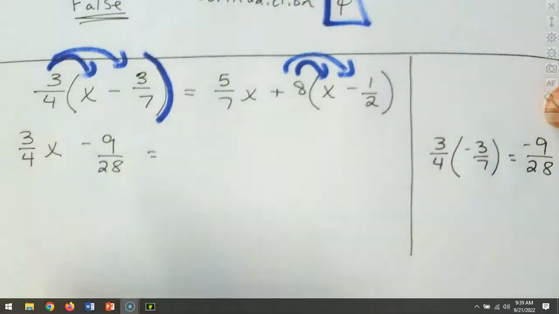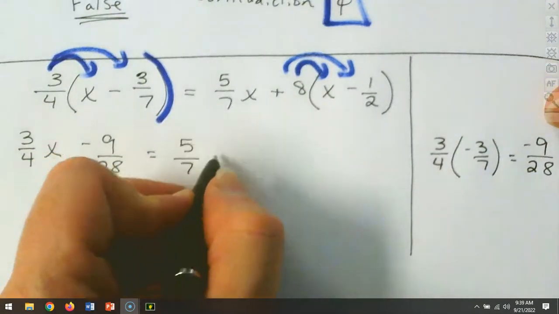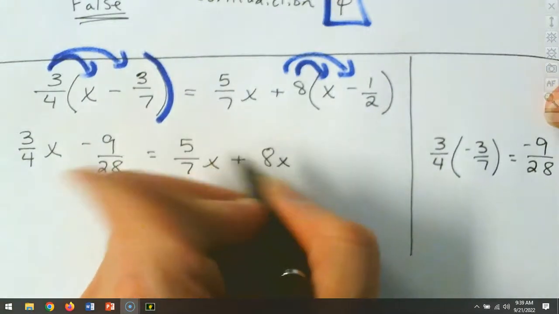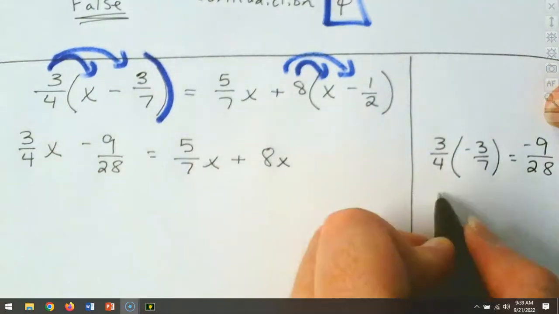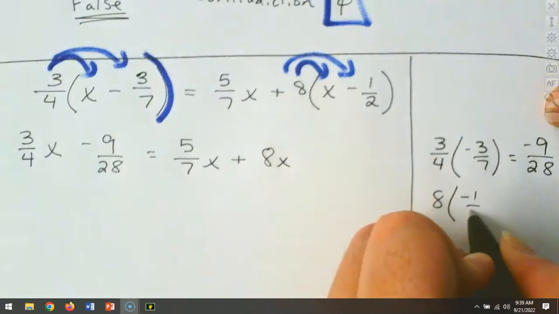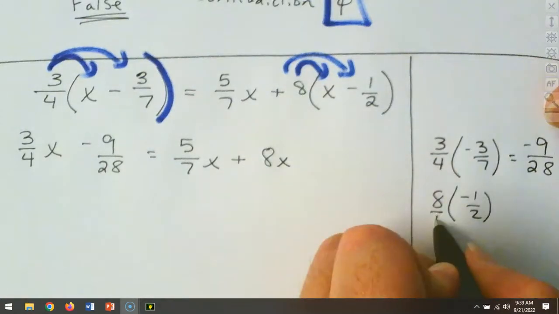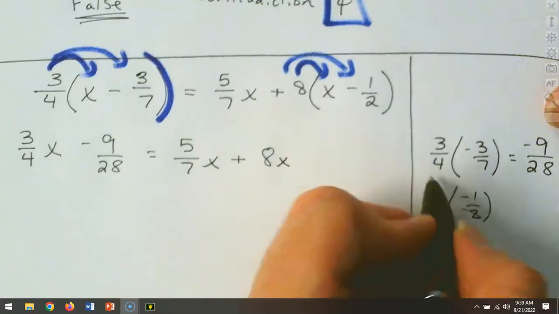On the other side, we have a 5/7 x. Then we have a plus 8x. And then we've got 8 times a negative 1/2. And if you need to, you can make that over 1. Those cancel, and that leaves you with the 4.